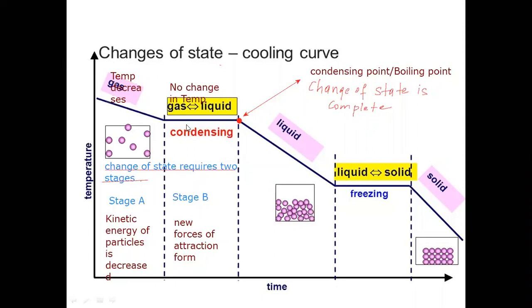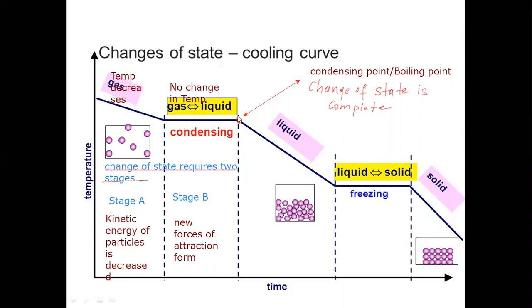Now, in this stage, notice that the graph remains flat. So as time progresses, the temperature remains constant. That's because the kinetic energy is not changing. We are only using our time to form new forces of attraction. While we are in this first stage, we have our particles completely in the gaseous state. However, when we get to this flat line where we're actually forming new forces of attraction, you are going to find some particles in the gaseous state and some particles in the liquid state.